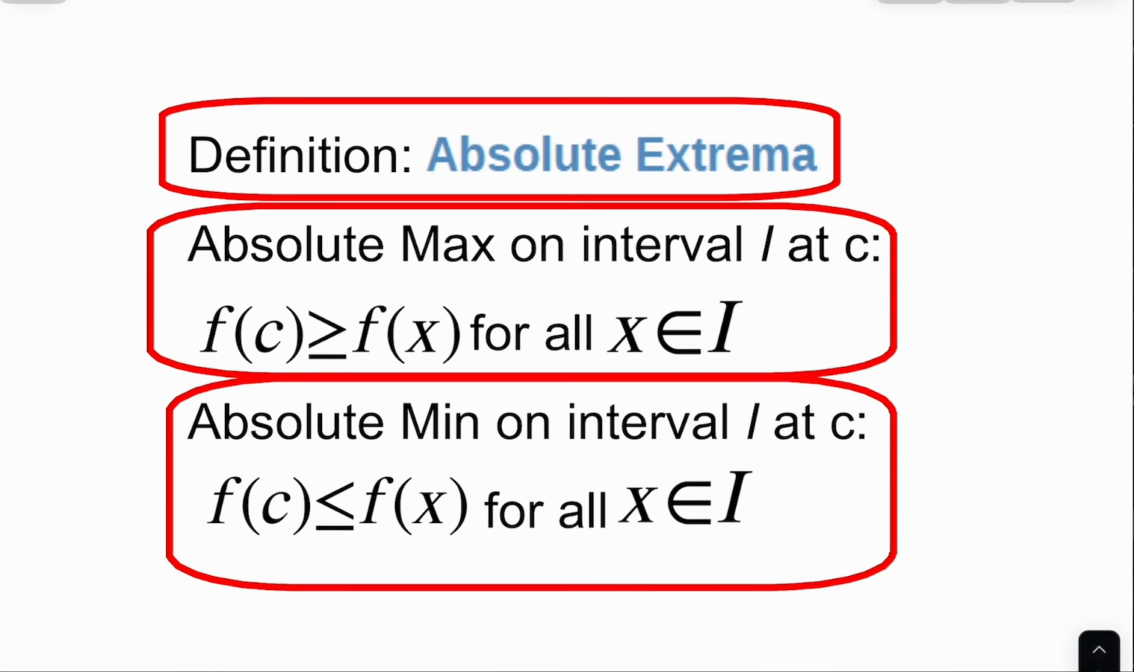So first we need a definition. The definition of absolute extrema is: if we are looking for an absolute maximum, it has to be larger than every other point in the interval. For an absolute minimum at some value c, it has to be smaller than every other f of x on that interval. So that is how we define an absolute. On that interval, it must be the biggest or the smallest of every single other point that's in there. And then we would classify it as an absolute extrema.